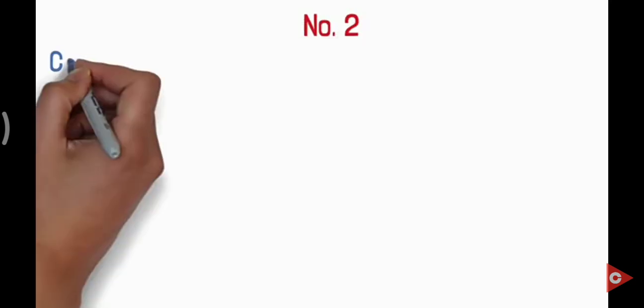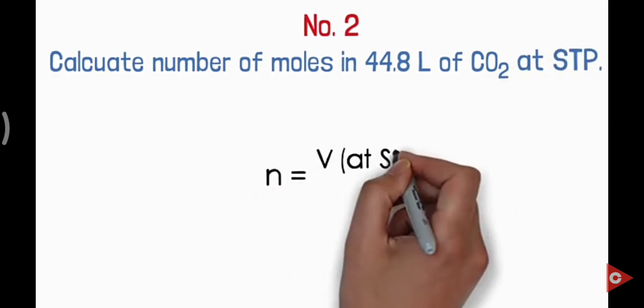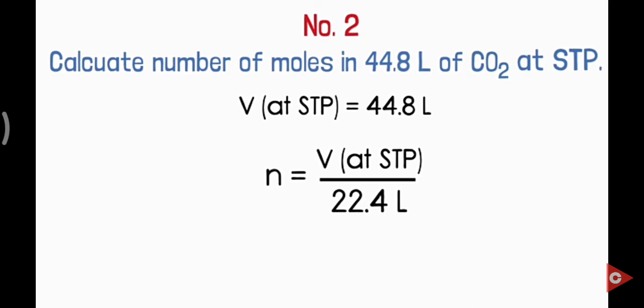Next question. Calculate number of moles in 44.8 liter of carbon dioxide at STP. So we will use N is equal to V at STP upon 22.4. Now, the volume at STP condition in this question is 44.8 liter. So just put it here and calculate number of moles.